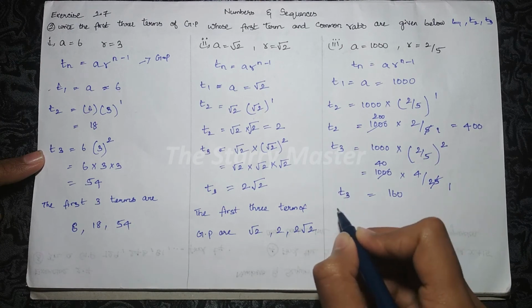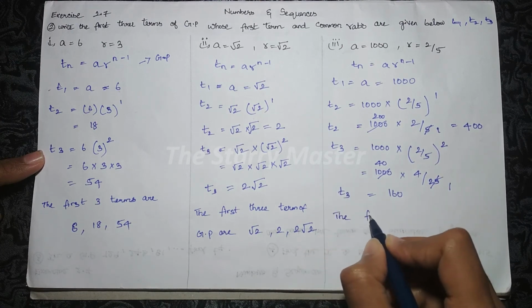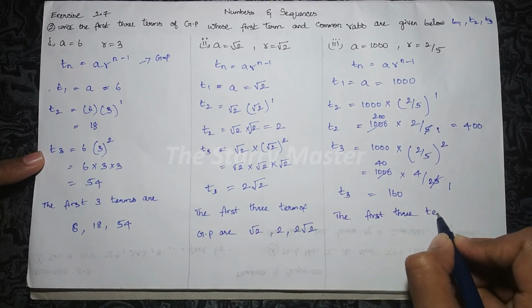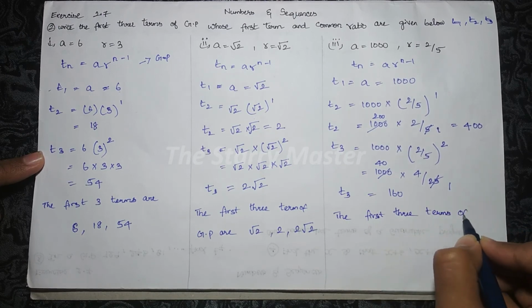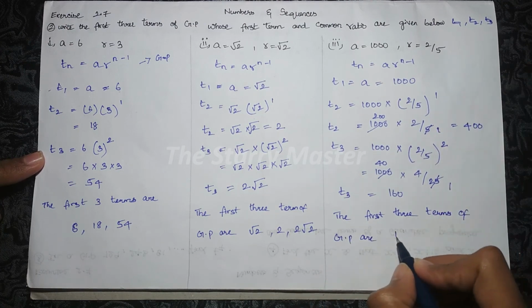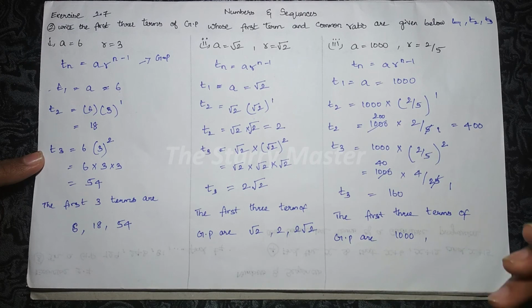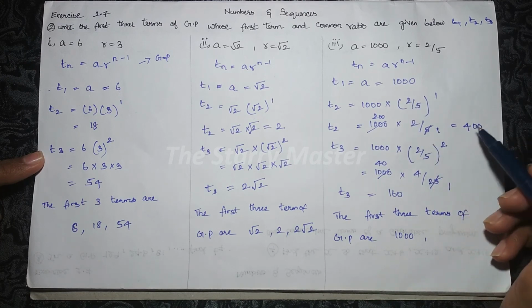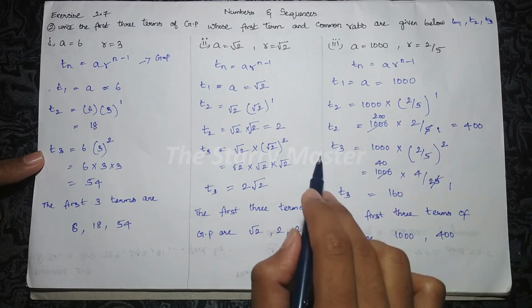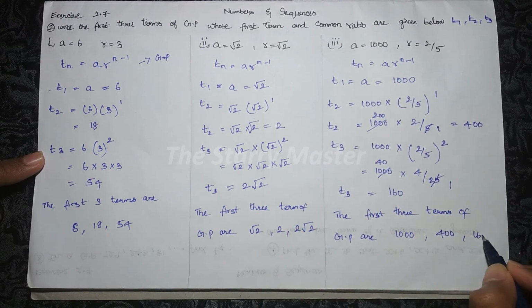So T3, the first three terms of the GP: first term we have 1000, second term we have 400, third term we have 160.